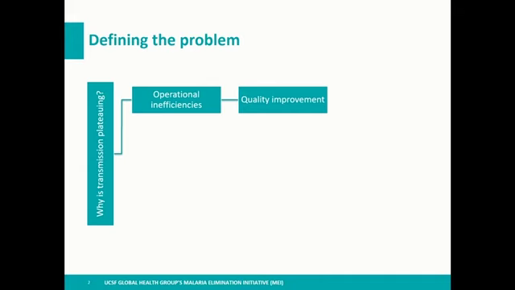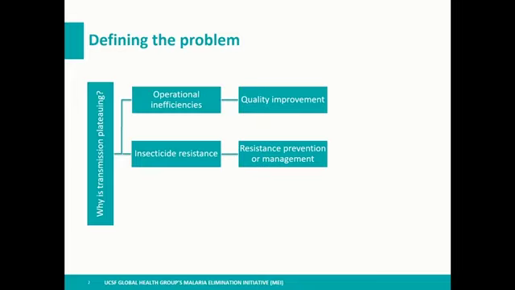Another way to explain why transmission might be plateauing, persisting, potentially increasing in a certain site might be insecticide resistance, and therefore we lose the efficacy of our vector control tools. A response to that might be resistance prevention or management, introducing new vector control tools, new nets, new IRS, new active ingredients to counter resistance.